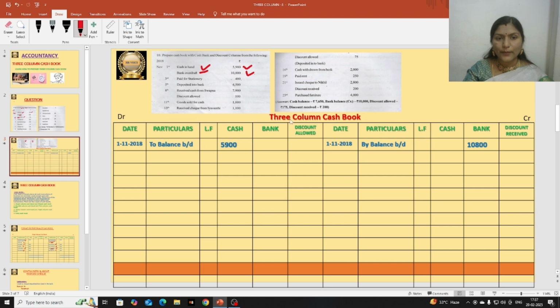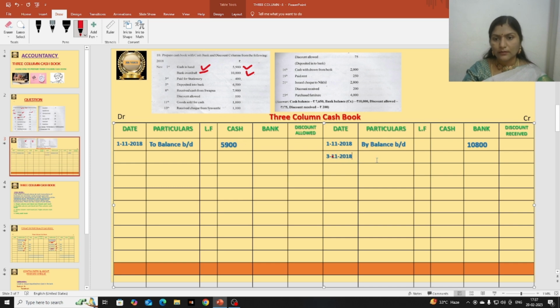But what are they paying? They are paying stationery. So which side are we going to record? Credit side. We will post on the credit side, because payments we should always write on the credit side. Okay, the date is 3-11-2018.